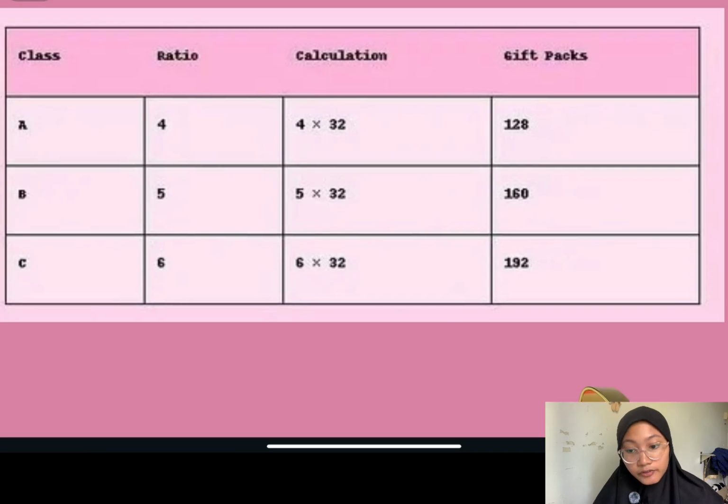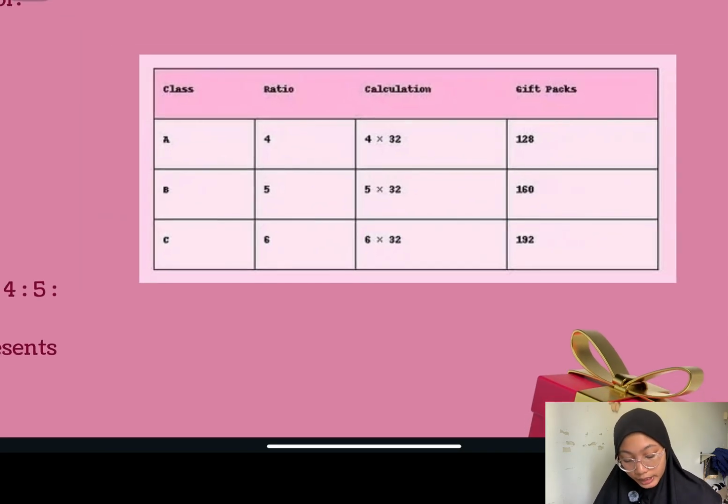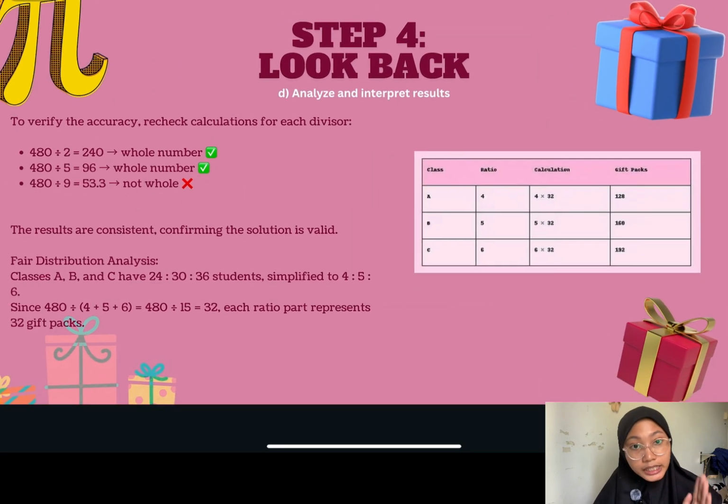So the divisibility test is the fairest method because it identifies exact divisors of 480, and when combined with the 4:5:6 class ratio, it ensures integer allocation with no remainder. This approach is logical, fair and systematic, showing strong mathematical reasoning and supporting the concept of number and operation. It also reflects Polya step 4, look back, where the results are checked for accuracy and fairness.